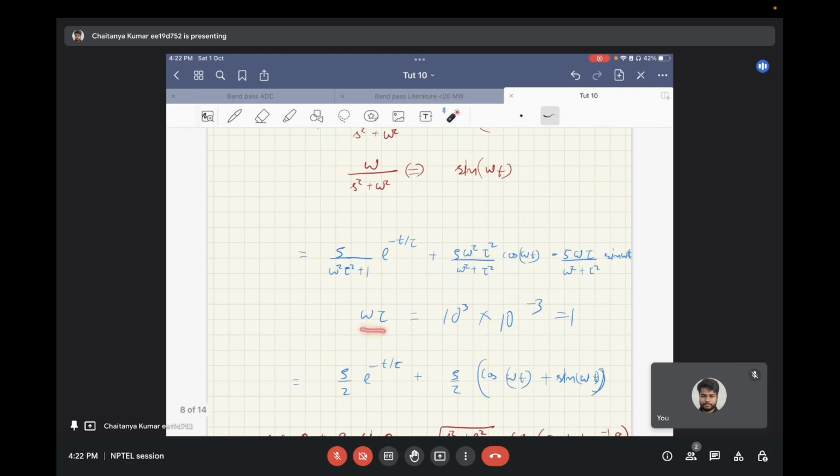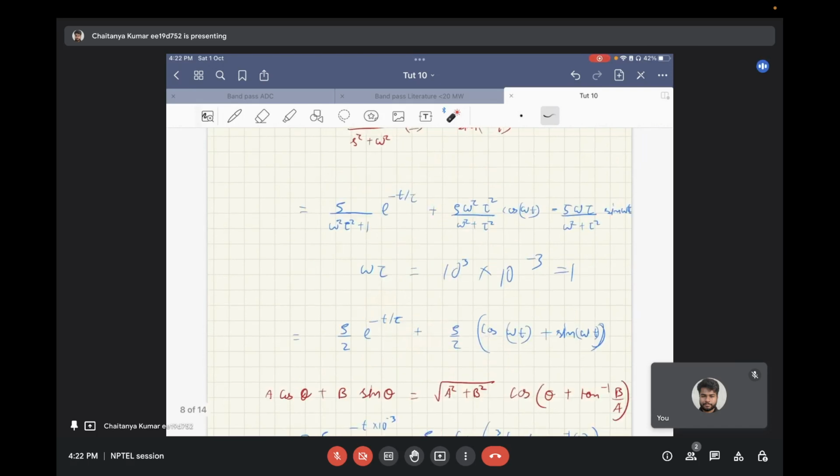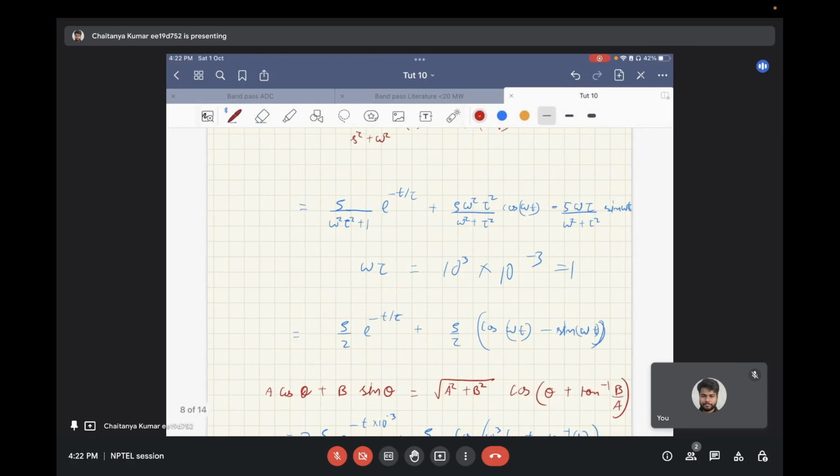Now omega is given as 10 to the power 3 radians, and tau we have calculated as 10 to the power minus 3 seconds. So from there you get omega times tau is equal to 1. Now if you substitute this in the equation above, you get the time domain expression of the output for cosine input as 5 by 2 into e to the power minus t by tau, plus 5 by 2 into cos omega t minus sine omega t.